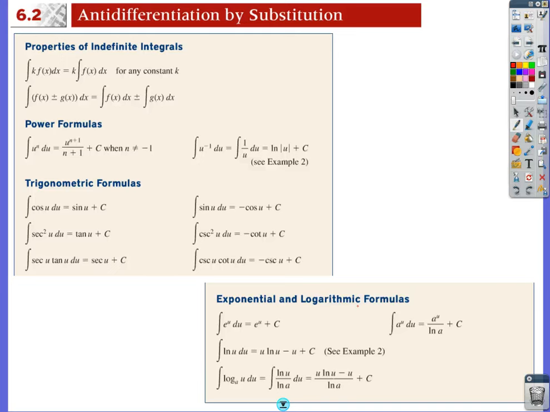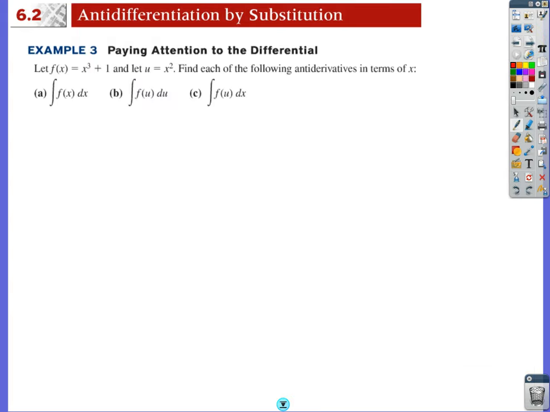Okay? You need to know these. All right? Mostly easy because it's just going backwards. So it's use them. Almost.